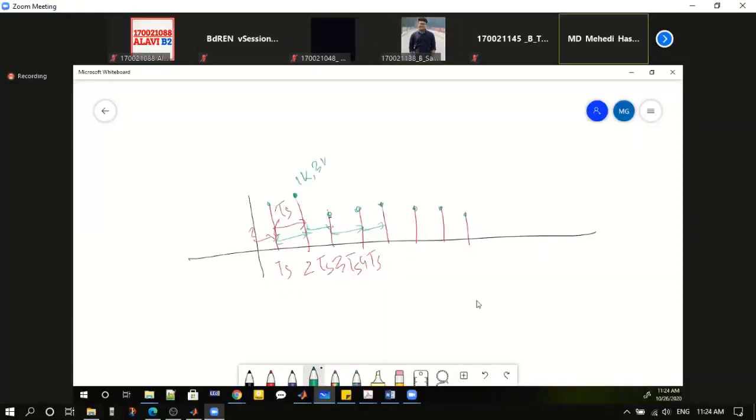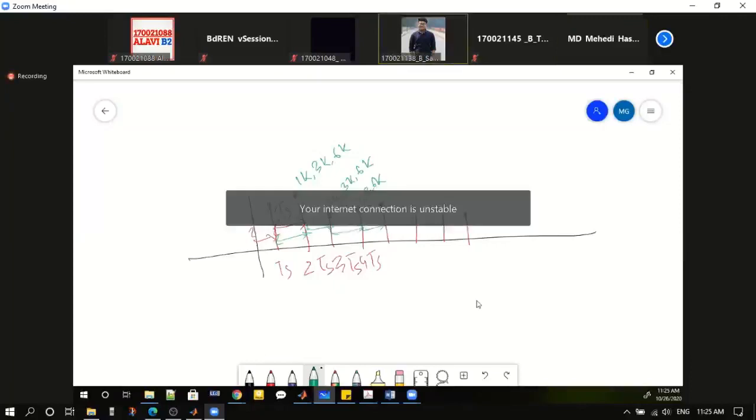So this is 1k, 3k and 6k. Every sample has the same signal frequency. Why? Because this is the original signal, and sampling means you don't change the frequency of the original signal. You are actually sampling the time axis. You are not taking all of the signal, you are taking it at the sample period, which means TS.